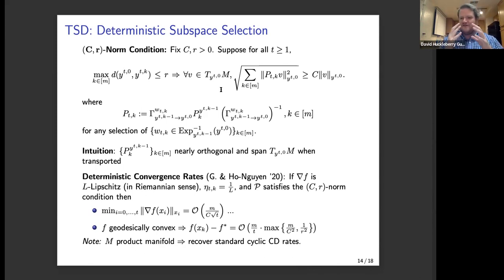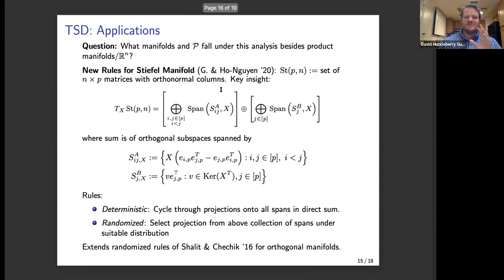So this is all very nice and all, but there is the question of, what manifolds can I actually practically do this on? I mean, so far I'm giving you theory. Is this realistic in any setting besides Rn? And in fact it is, which is really what makes this kind of cool.